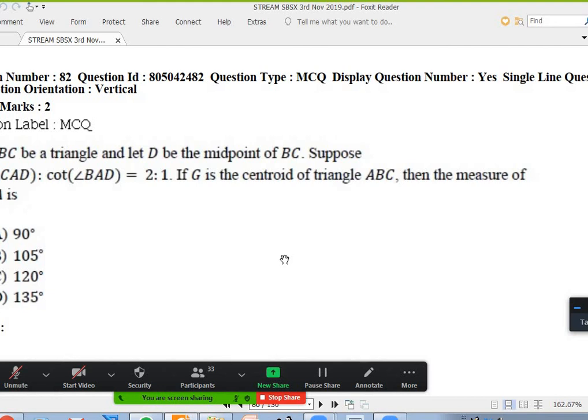Roshni, you understood this one? Yes, sir. Okay. Bhargav, understood? Bhargav? Avinash, are you there? Understood till now everything? Yes, sir. I understood, sir. Okay. Samuel, are you there?